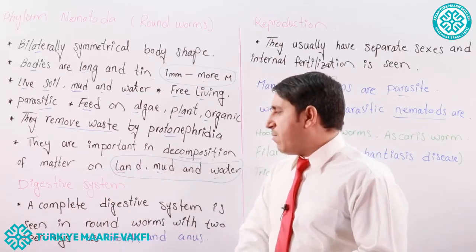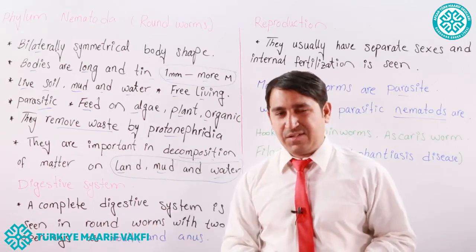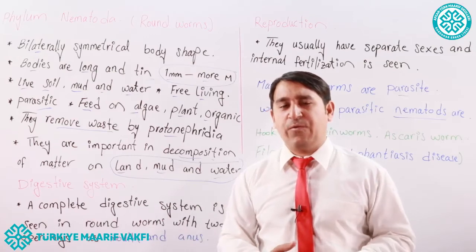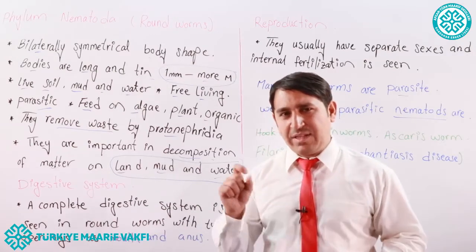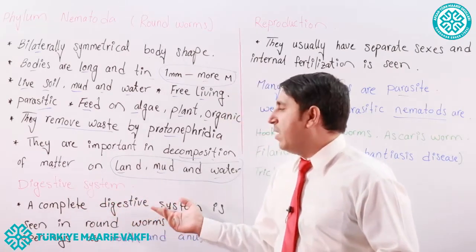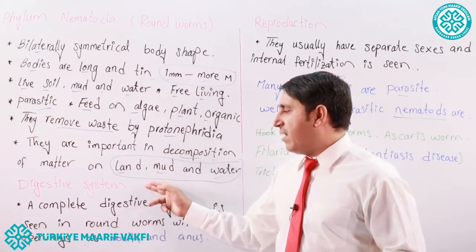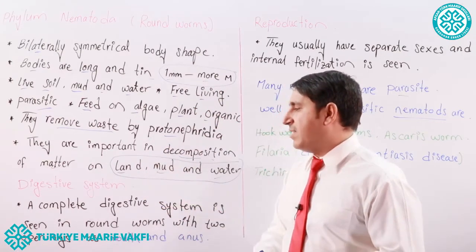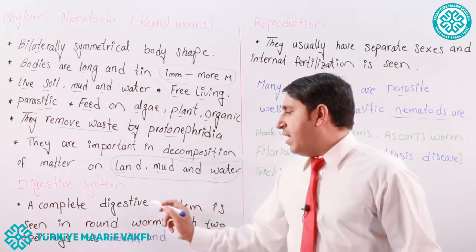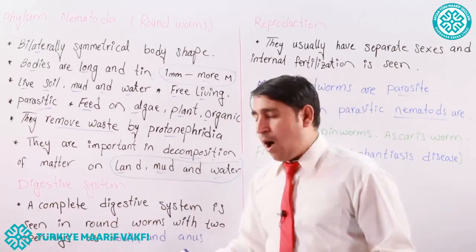Now we are coming to their body systems. They have a digestive system. Do you know what digestion is? Digestion is the process in which the large molecules of the foodstuffs are broken down into small particles. So this system is named the digestive system. Roundworms or nematoda also have a digestive system. If we look, they have a complete digestive system. A complete digestive system is seen in roundworms with two openings.